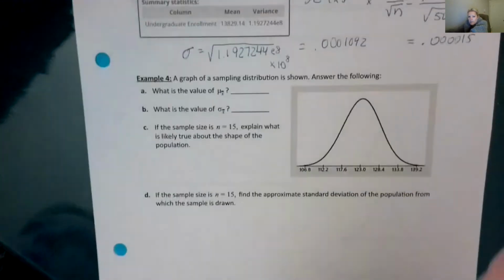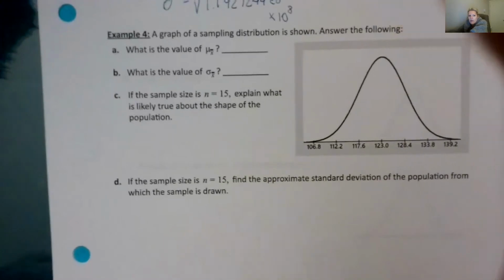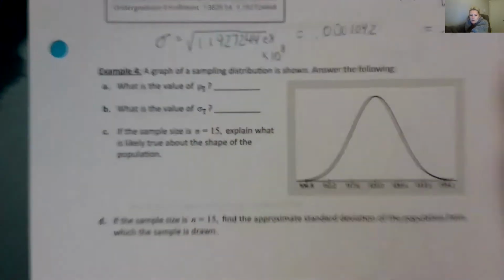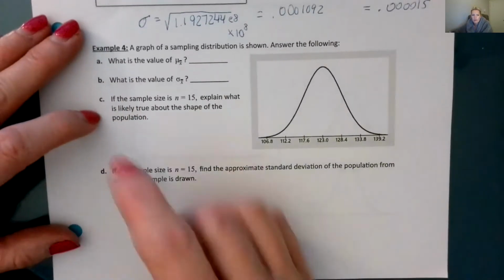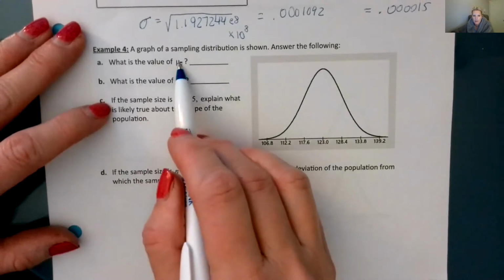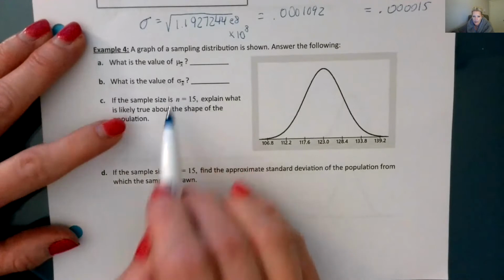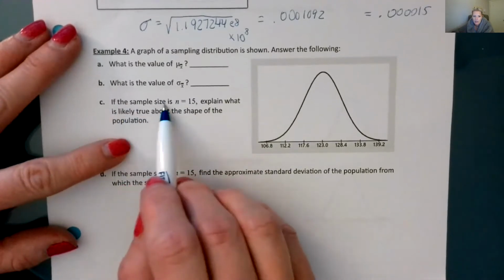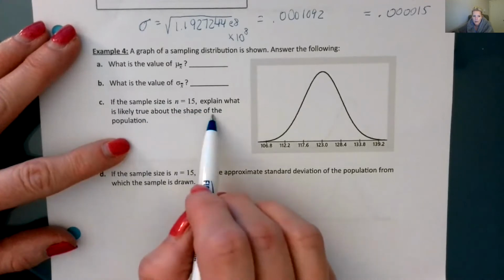So that's just one little calculation. We're going to look at some bigger problems here. Okay, so it says a graph of a sampling distribution is shown here. Answer the following. What is the value of the mean of the x bars, and what is the value of the standard error, or the sigma of the x bars? If the sample size is n equals 15, explain what is likely true about the shape of the population.